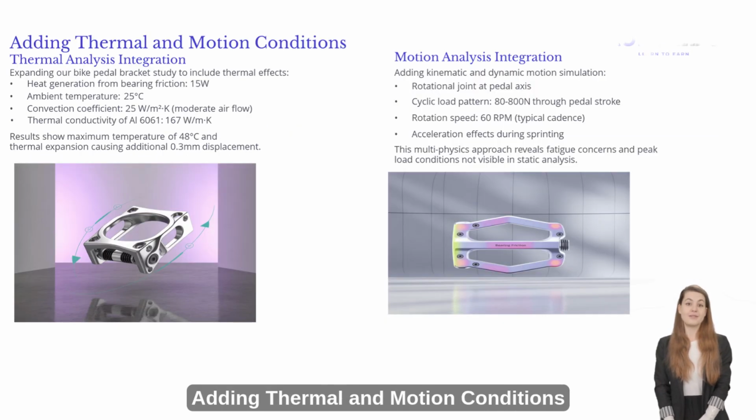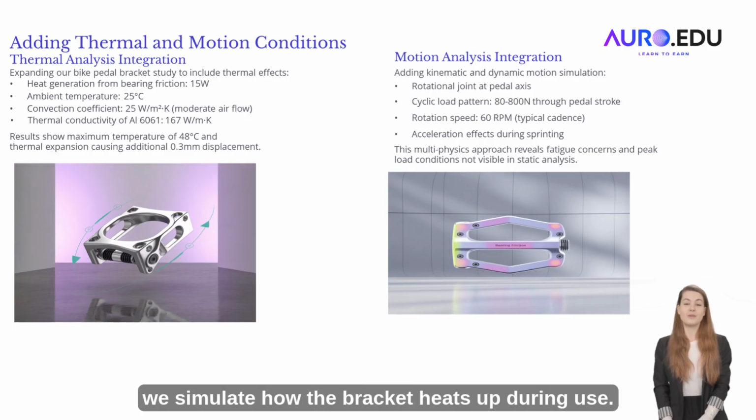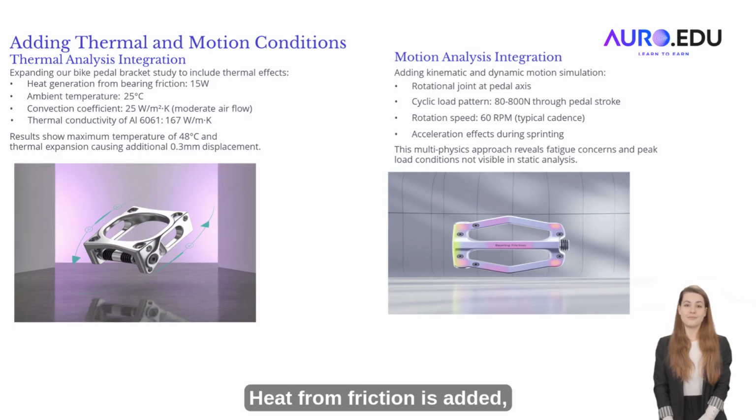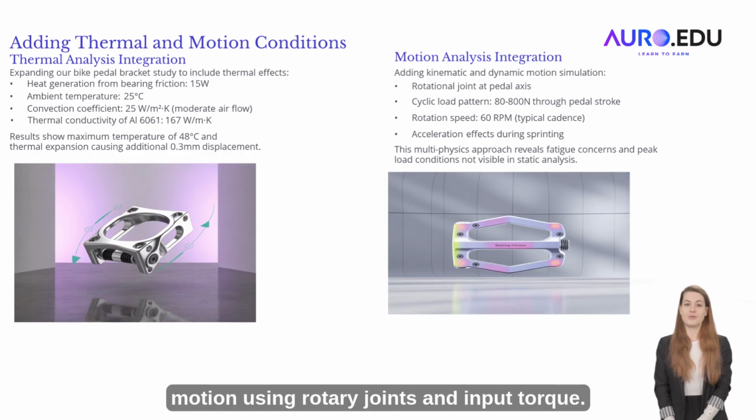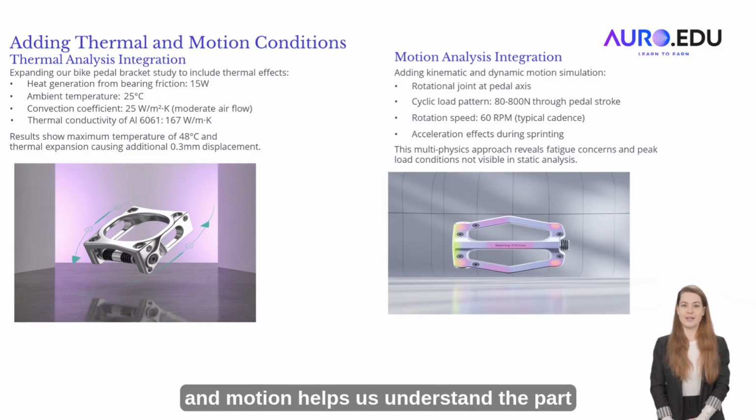18. Adding thermal and motion conditions. Next, we simulate how the bracket heats up during use. Heat from friction is added, and thermal expansion is observed. We also simulate the pedal's motion using rotary joints and input torque. Combining stress, thermal, and motion helps us understand the part fully. This multi-physics approach is the future of engineering design.